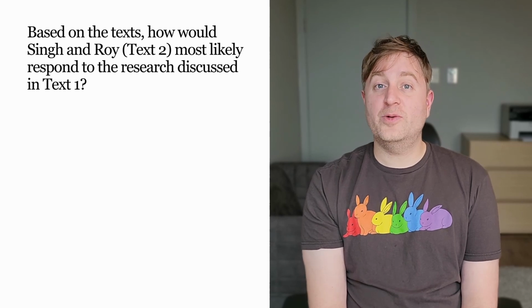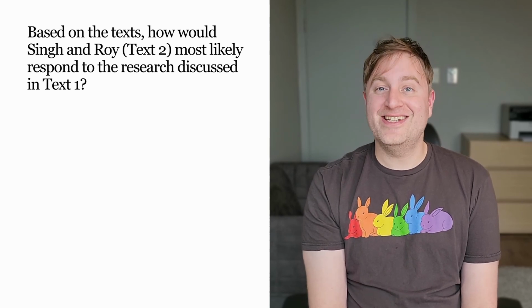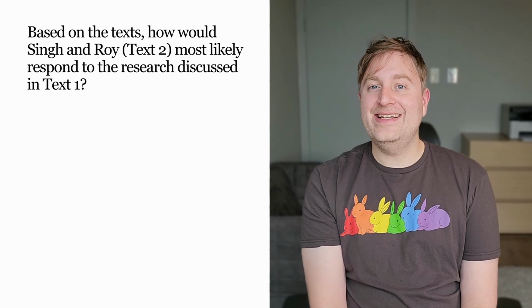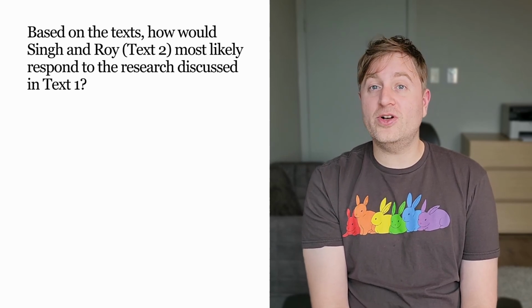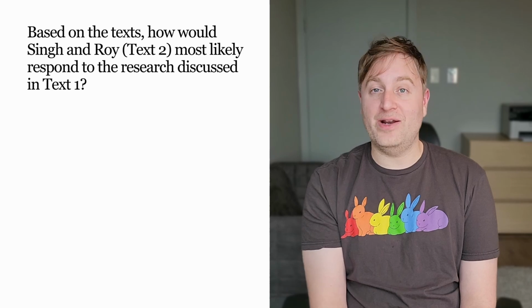Well, pretty clearly, we're going to need to know the research discussed in text 1. And then, in text 2, we're going to need to know the views of Singh and Roy in order to determine how they would respond to that research. Now that we've established that, we can move on to step 2.